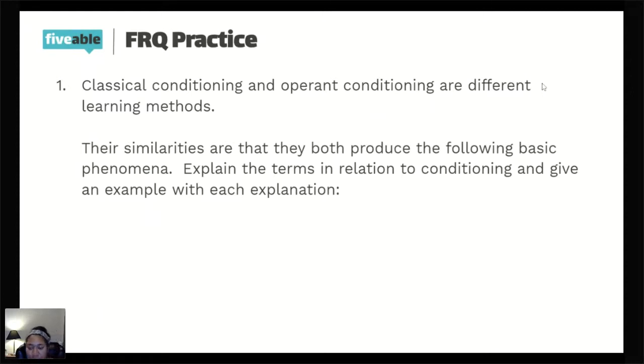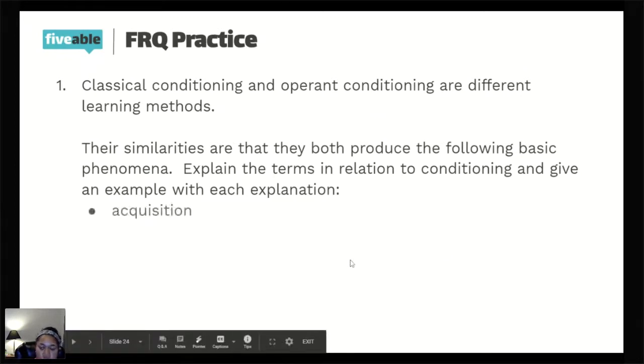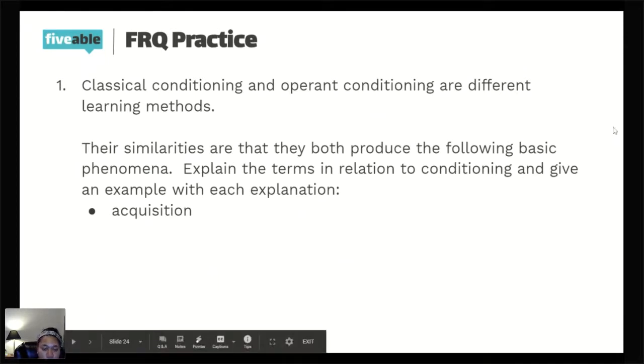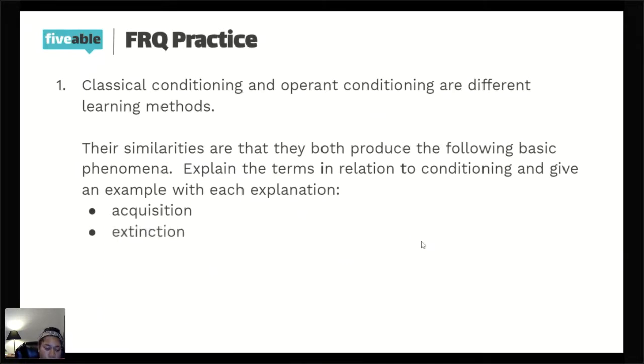This FRQ is a little bit harder, so you might want to see how I answer this first part, and then you guys can join in. Or if you feel like you know, go ahead and put a comment below. Or if you're watching on Fiveable On Demand, go ahead and write down your answer or think about your answer for each of these parts. Okay, so here are the terms they want us to explain: acquisition, extinction, and discrimination.